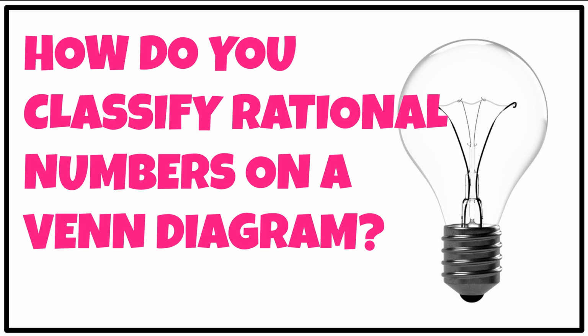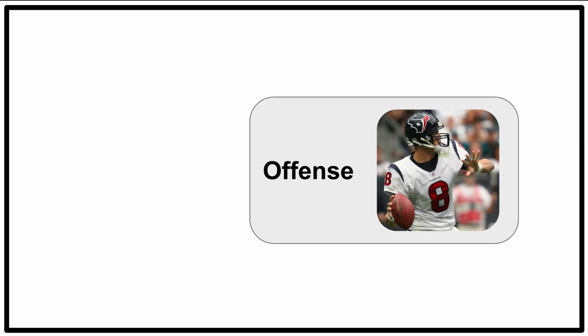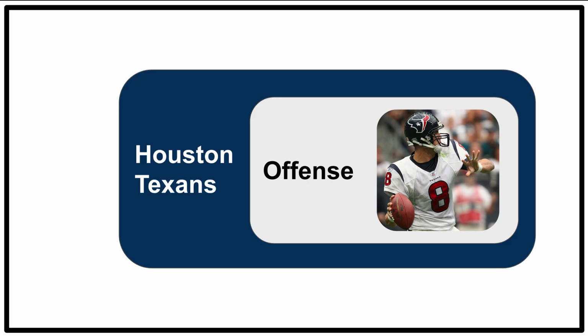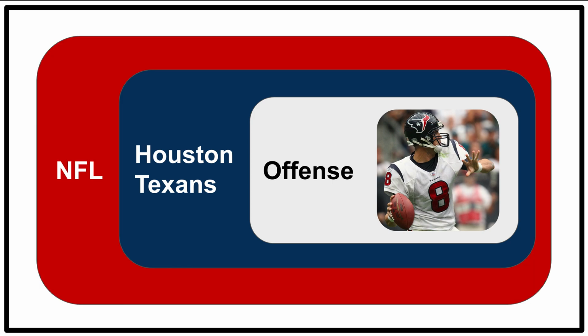Before we begin, I would like to relate this back to a real-life example using football, where quarterbacks are a set, but are also a part of a football team's offense, making them a subset. The offense is considered a subset because they are part of the football team, and the football team is also a subset because they are part of the NFL.